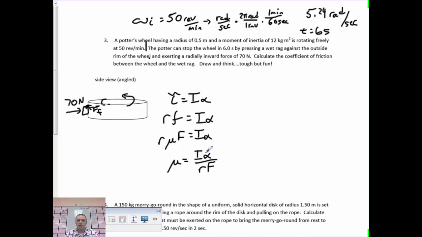And if you look at this, we know 3 of those 4 values. We know the moment of inertia, which was told to us, it was 12. We know the radius is 0.5. We know the force. The thing that eludes us right now is the angular acceleration. However, we do know that the initial angular velocity is 5.24, and it decelerates in 6 seconds to a final angular velocity of 0. So we can use one of our kinematic equations to solve for angular acceleration.